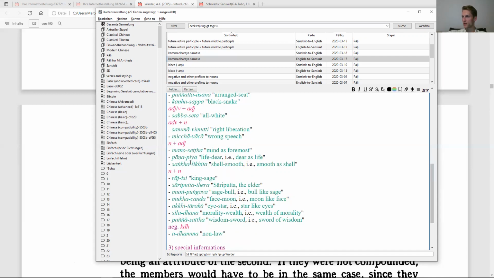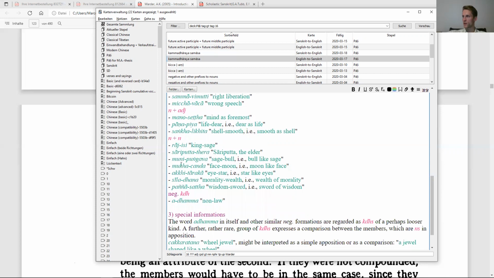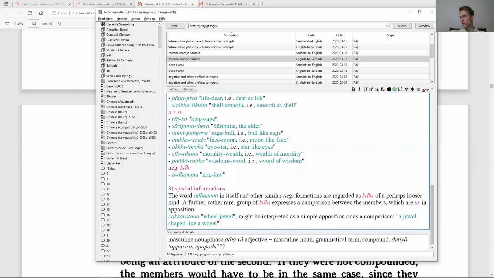pāṇapiya, life dear, meaning dear as life; saṅkhasilikhita, shell smooth, meaning smooth as shell; and noun plus noun: rājisi, king sage; Sāriputtatthera, Sariputta the elder; munipuṅgava, a sage bull, bull-like sage; mukhacanda, face moon, moon-like face; akkhitāraka, eye star, star-like eyes; sīladhana, morality wealth, wealth of morality; paññāsattha, wisdom sword, sword of wisdom. And even negative, of course, adhamma, non-law.